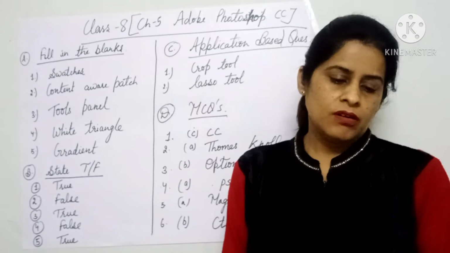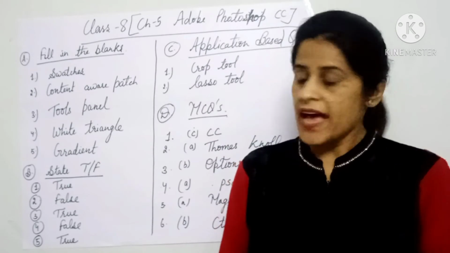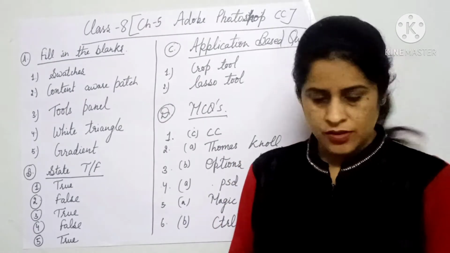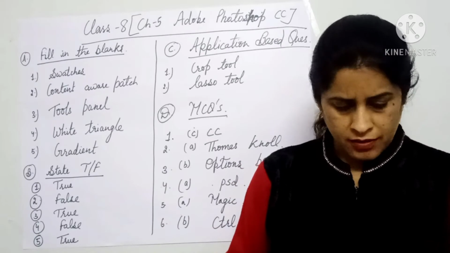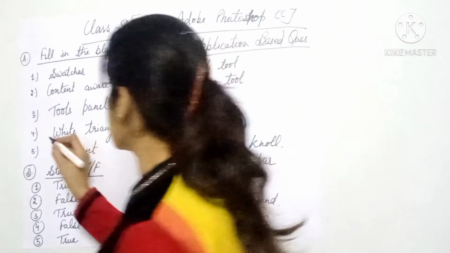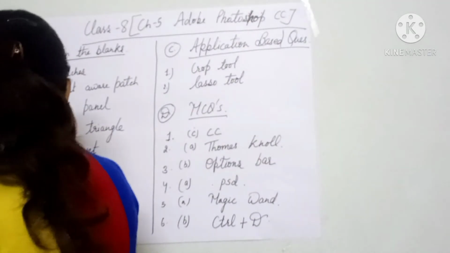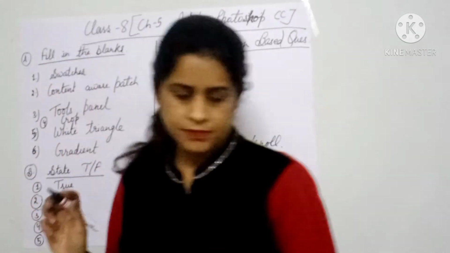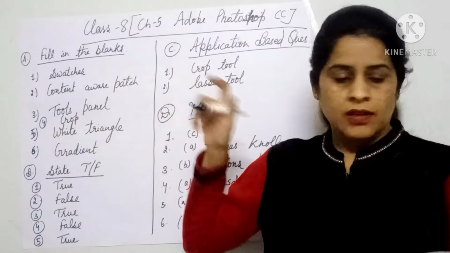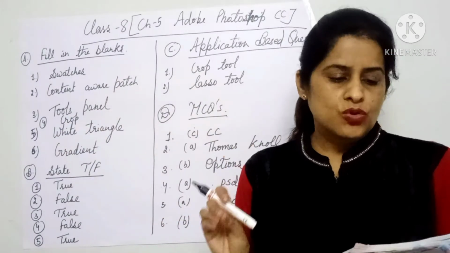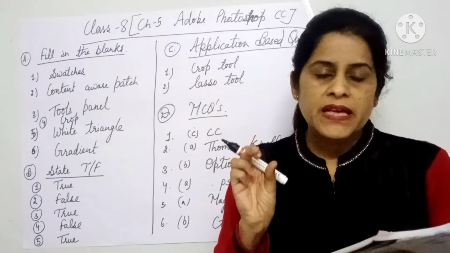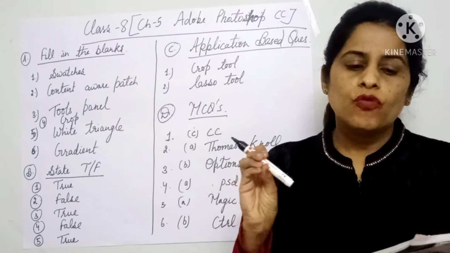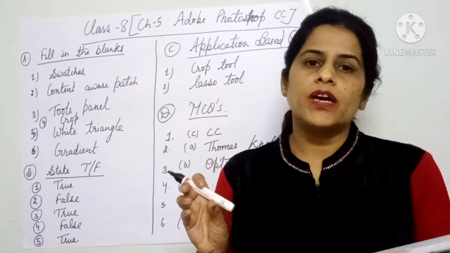Next is the dash tool. Sorry, I haven't written the fourth answer; this is fifth, this is sixth, and the fourth is crop. Now the fourth: the dash tool is used to select a specified area that you want to focus on and remove the unwanted part.